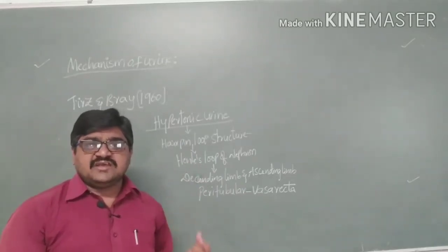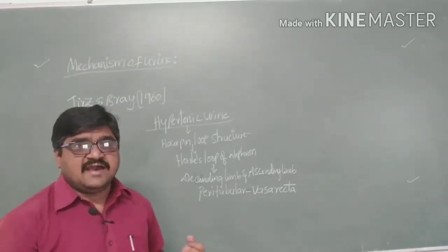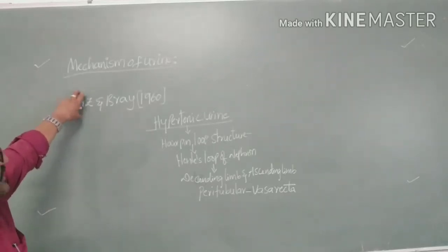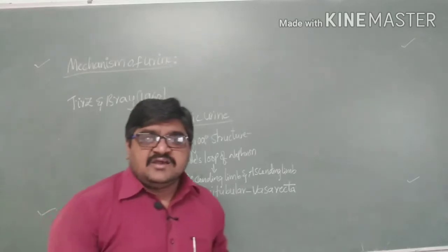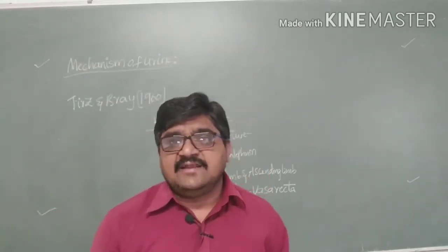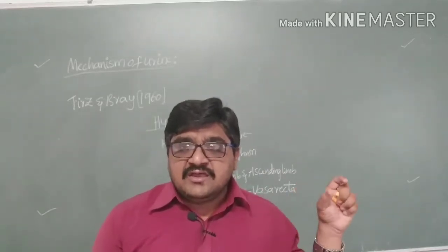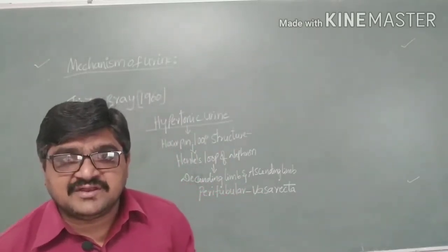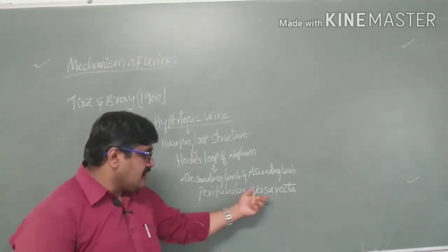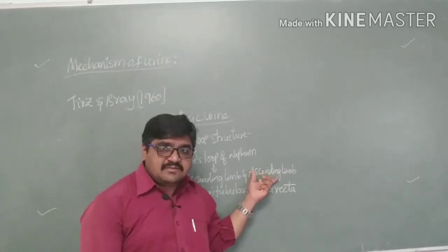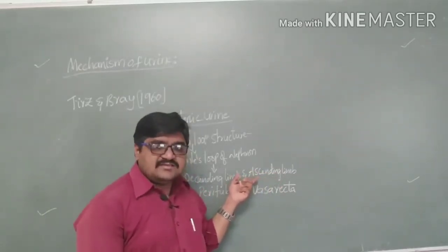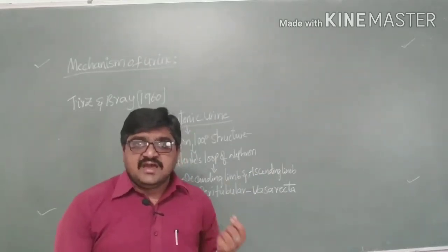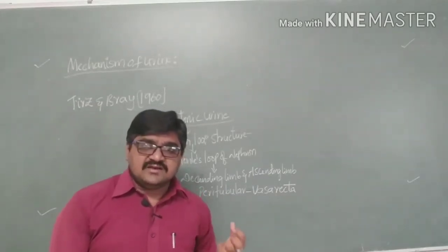This process we call the mechanism of urine concentration, which was discovered by Wirz and Bray in 1960. It takes place in the loop of Henle, in the descending as well as the ascending limb, which is U-shaped, with parallel capillaries, the vasa recta, alongside. Between the limbs and the vasa recta, urine is concentrated. How this process takes place will be discussed one by one.